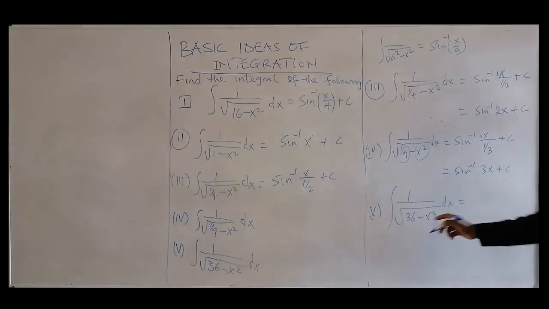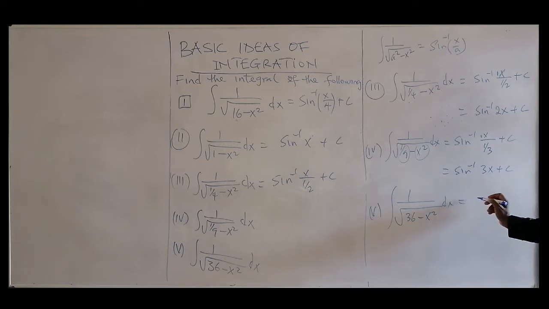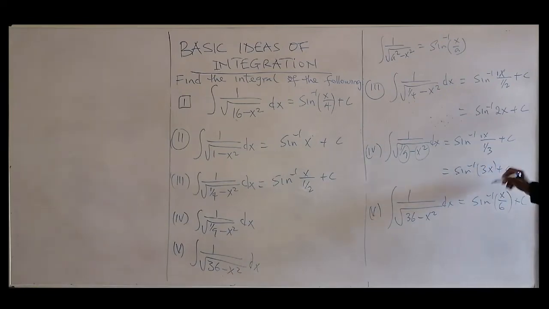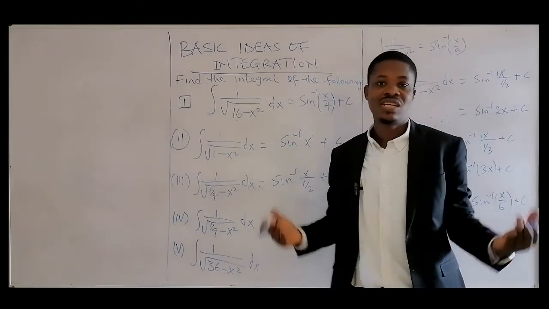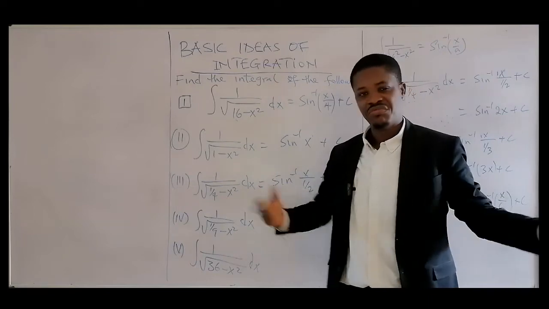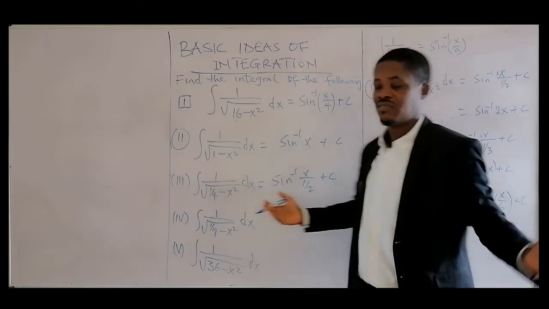This will be equal to what? 36 is 6 squared, which will be equal to arc sine x over 6 plus c. Okay, so that's that on that. If you like, you can put brackets on all these functions. So that's that on this question. Let's take one more question. The thing about integration is that you need to follow the standard tables. Once you can use the tables, it becomes easy. So next question.